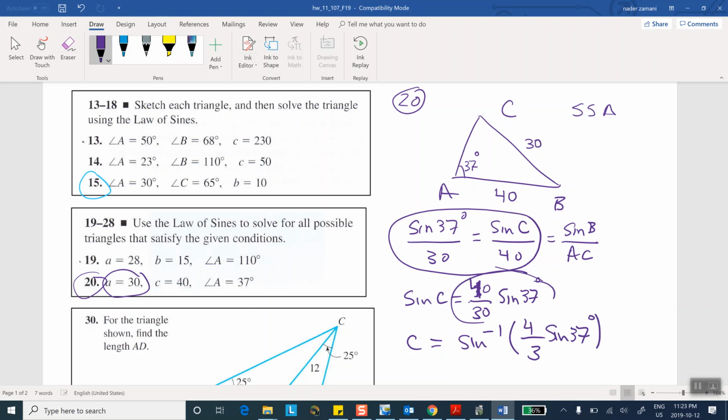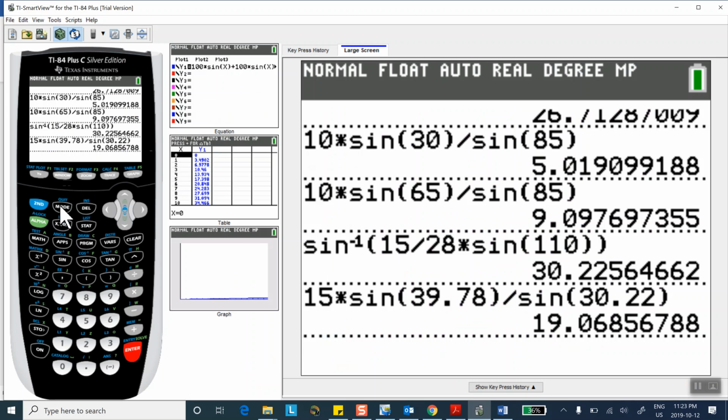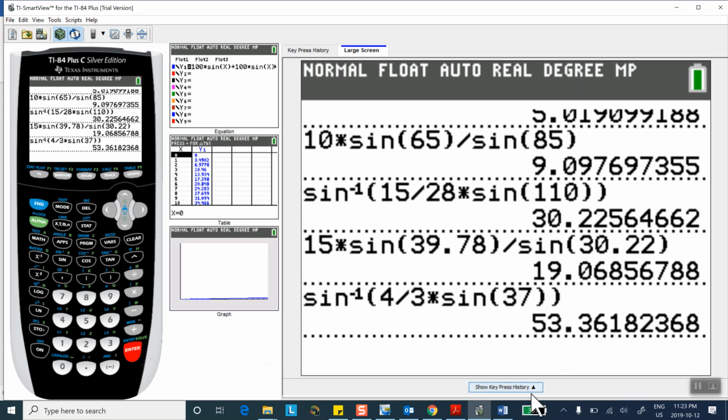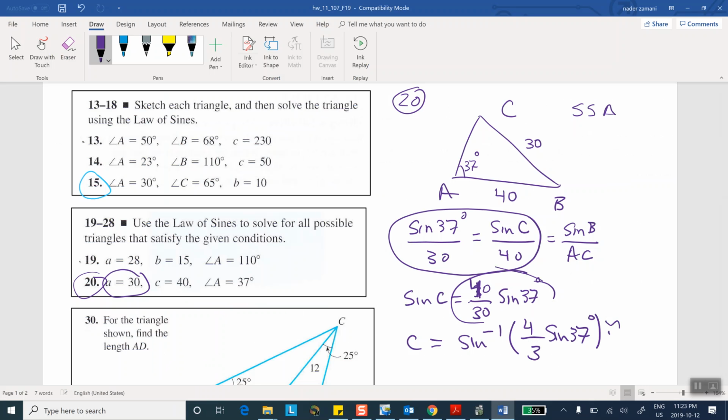Okay, let's go type it in. 4 over 3 sine of 37. So second function, sine inverse of 4 divided by 3 times sine of 37. I think that's what it was. Is that right? Yep. And hit enter. And that value is 53.36. So this is approximately 53.36 degrees. So that angle we found, approximately 53.36 degrees.